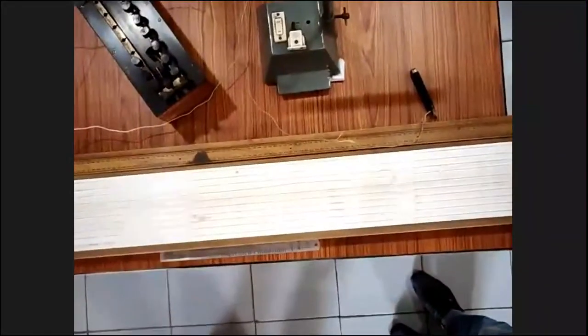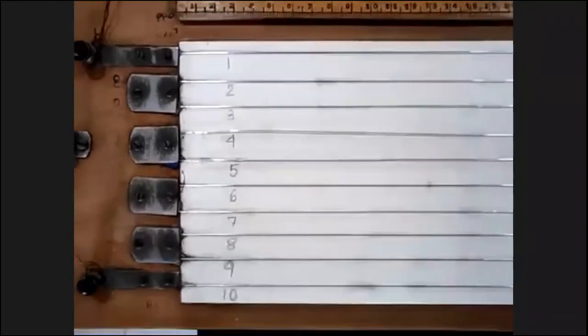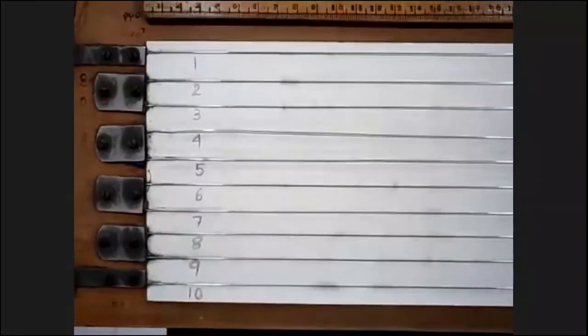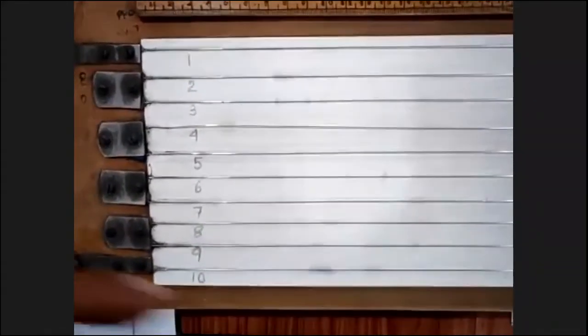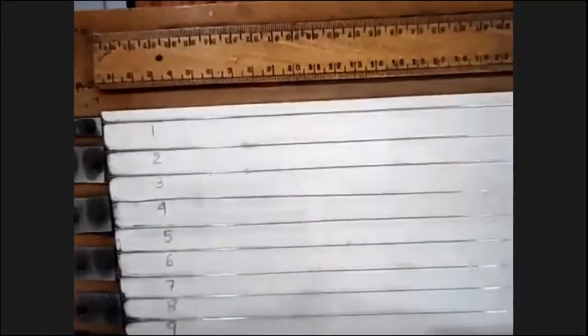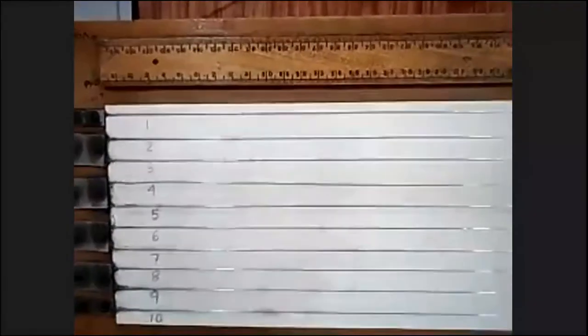Next thing, this is our potentiometer. Observe the potentiometer. If you look at it carefully, there are 10 wires attached to it. In the meter bridge, we used a single wire having a length of 1 meter, that is 100 centimeter. Instead, we are using 10 wires, so the total length will be 1000 centimeter. So that we can utilize this potentiometer to measure the EMF more accurately.